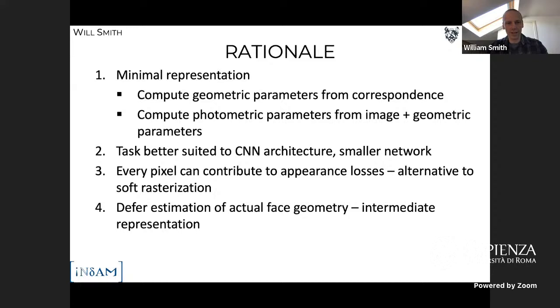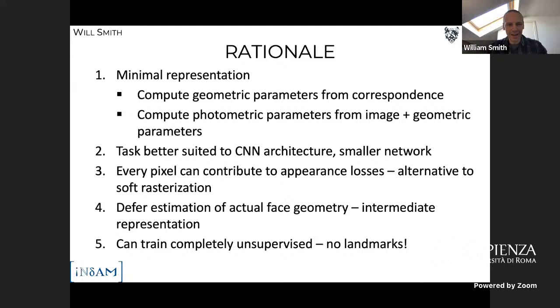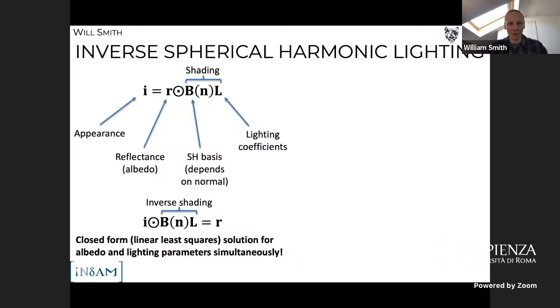So the network only learns to predict these buffers, and then we can use any additional information we have at inference time. And we can train this network in a completely unsupervised way. We don't even require landmarks. I'm going to skip over another detail to finish with some results.